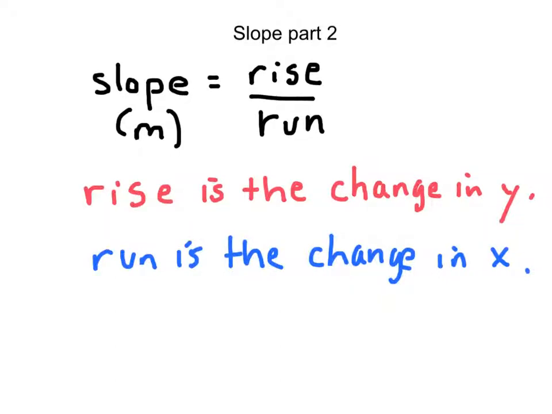This is part 2. Recall from the previous lesson that slope is defined as a ratio of the rise over the run. And we use the letter M to represent slope. Rise is the change in the y, so in other words, the vertical change between any 2 points on a line. And run is the change in the x, or the horizontal change between any 2 points on a line.